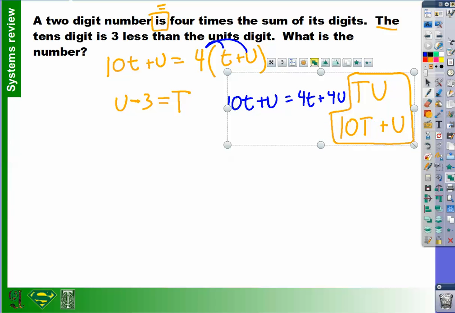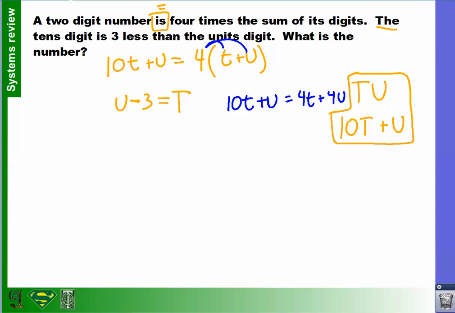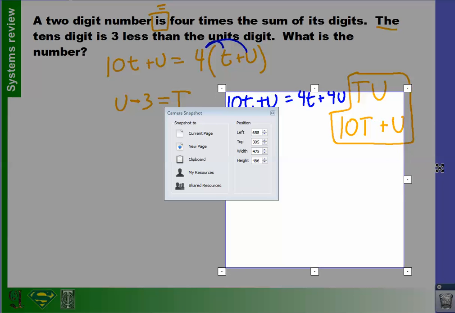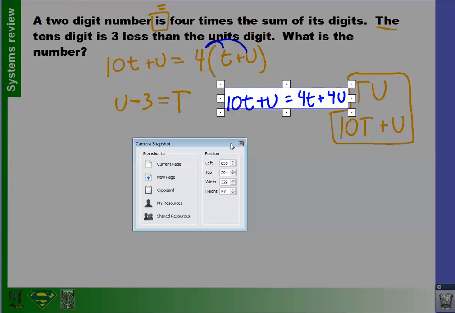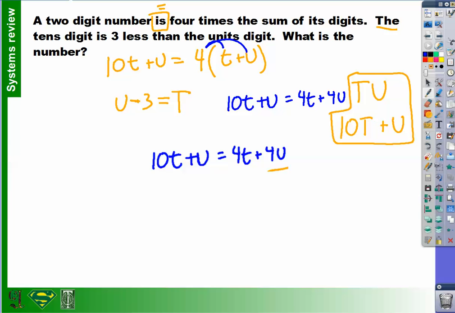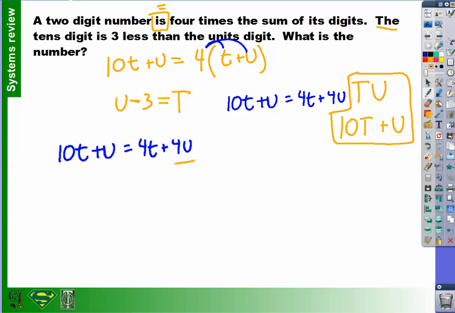So what am I going to do to get my equation simplified? How can I get all of the numbers and letters on one side of the equal sign? Subtract both sides of the equal sign by 4t. That sounds like a great plan. So minus 4t, minus 4t. So 10t minus 4t is 6t. Not to be confused.